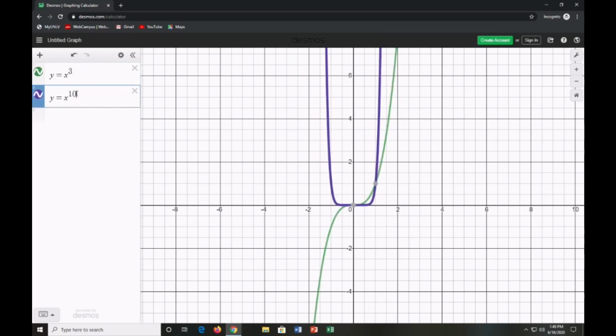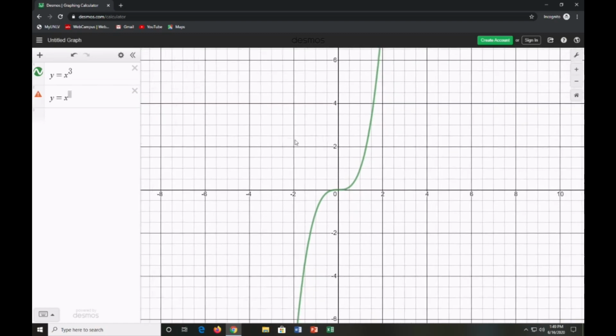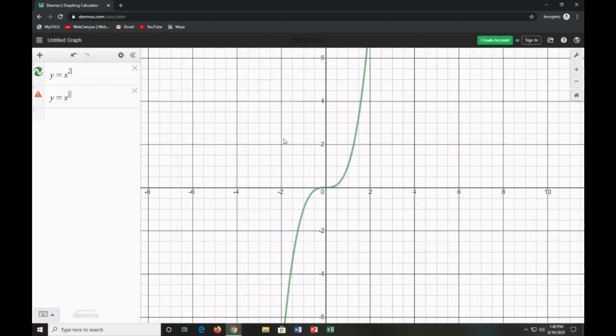Like that. And I'm going to make this higher, so the green curve that you see is the original cubic function. Now let's increase that power to higher odd powers, not even, odd. See that? It flattened out, didn't it? So let me increase it to 7. Look at that. Compare the purple one with the green one.